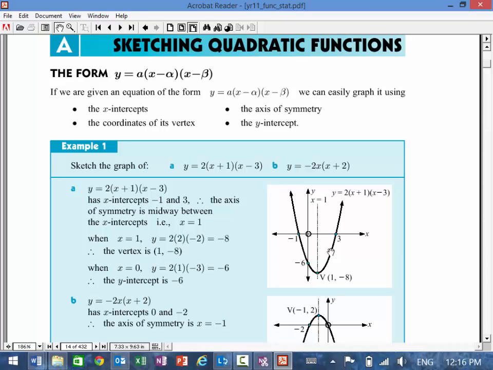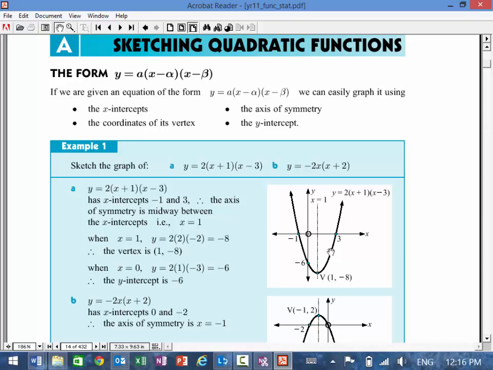And then once I've got my x value, I can put that in and find my y value. So I put 1 into there. 1 plus 1 is 2, 1 take 3 is negative 2, 2 times 2 is 4, times negative 2 is negative 8. Got the idea? Putting into that equation gives me my vertex point. My axis of symmetry is going to be x equals 1. And my y-intercept will be when x equals 0. So 0 plus 1 is 1, times by negative 3 is going to give you negative 6.